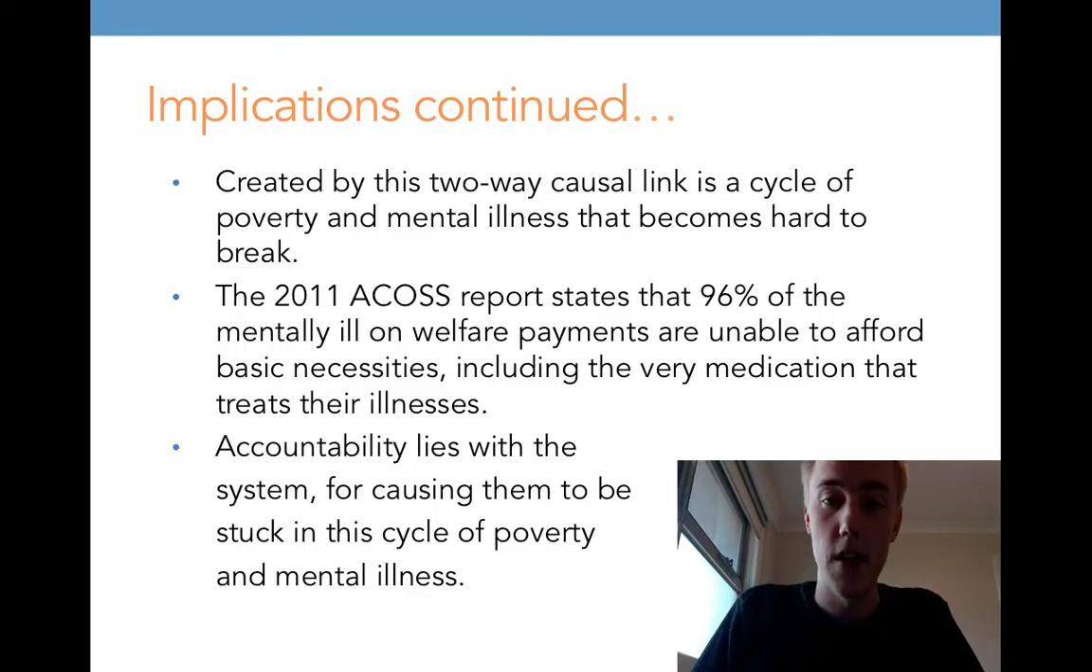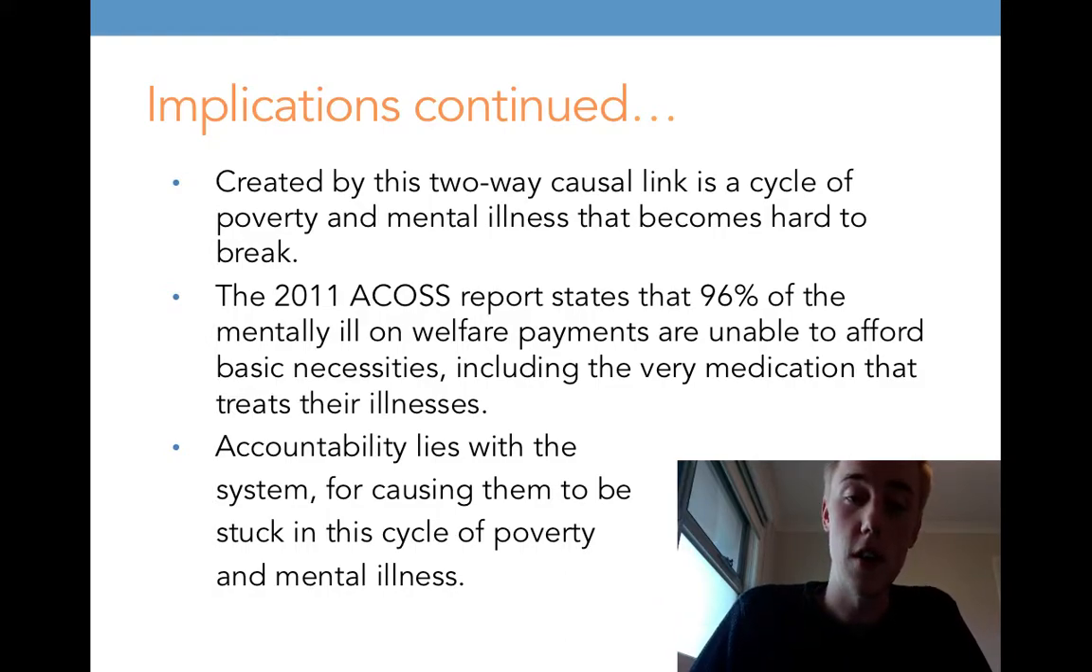Taking both of these examples and considering them together, an alarming conclusion can be drawn. Created by this two-way causal link is a cycle of poverty and mental illness that becomes hard to break, even for those who want to get out of the cycle and rise above the poverty line. From the available evidence, Coralie is stuck below the poverty line, not due to an unwillingness to participate in society, but due to the insufficient amount she receives on New Start. She can't seem to make a move and change her situation because she's always on the back foot paying bills.